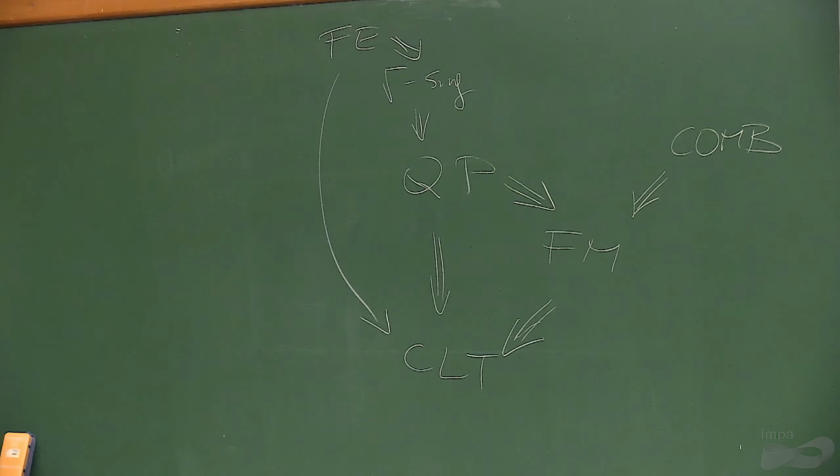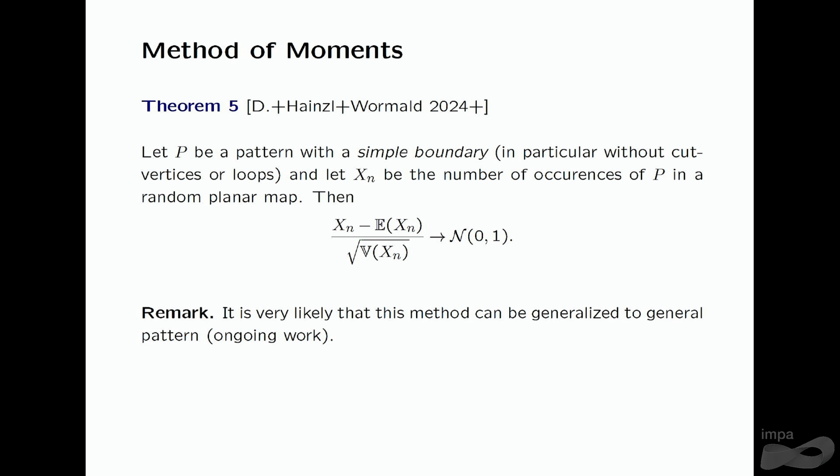And this is the final result. The manuscript has been on the arXiv for some weeks now. So if we have a pattern with a simple boundary, then the number of occurrences of this pattern in a random planar map satisfies a central limit theorem. And it seems that this can certainly be generalized to two-connected planar maps and to many others, but that hasn't been done yet. So this method has the potential to solve this problem completely.